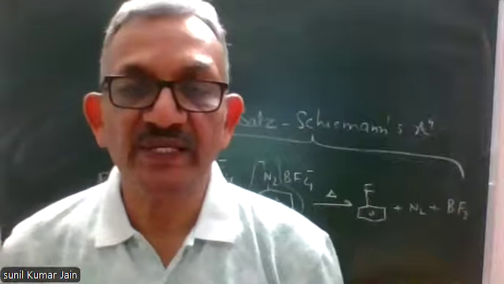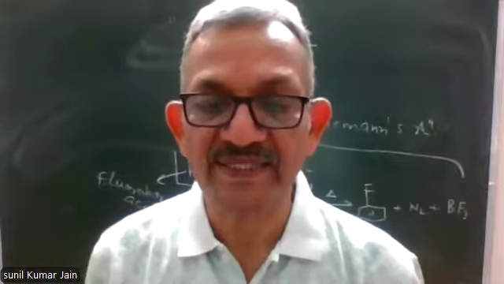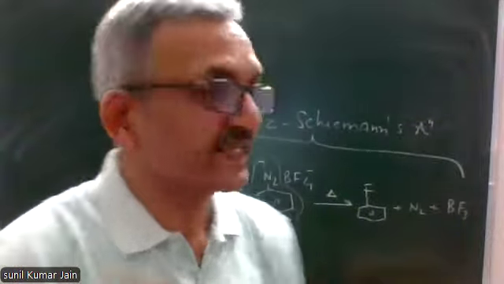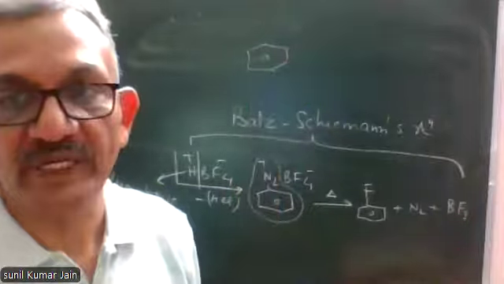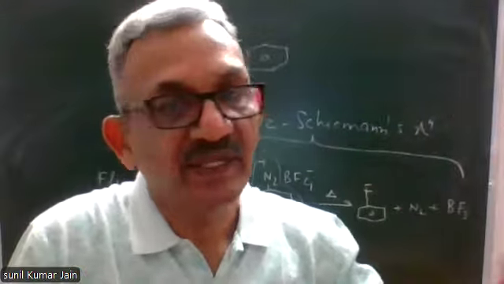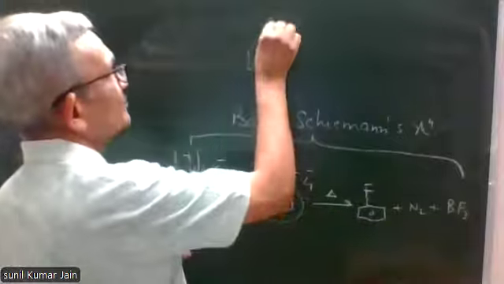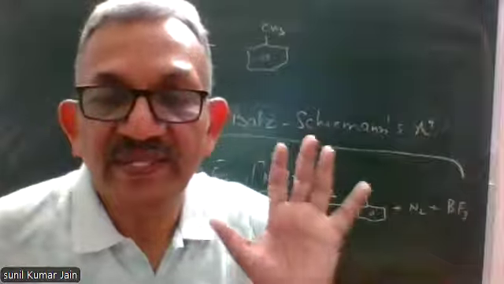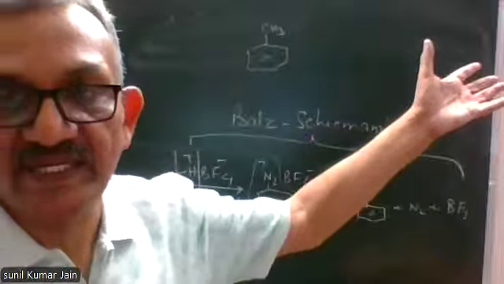Now, the second category of reactants to prepare aryl halides is aromatic hydrocarbons. If we consider benzene, it's an aromatic hydrocarbon, or any alkyl chain attached to the benzene ring, that is also an aromatic hydrocarbon. Let us say there is a methyl group attached. In general, these are called arenes.